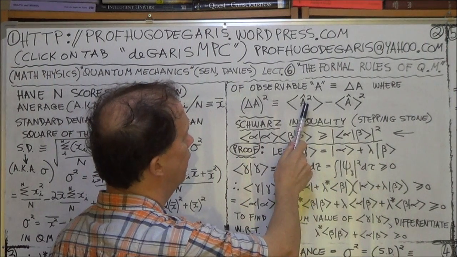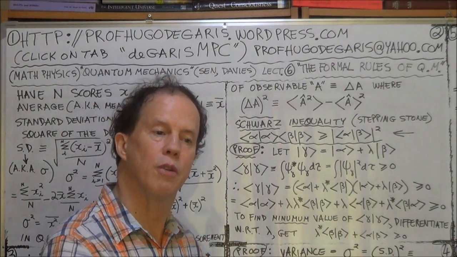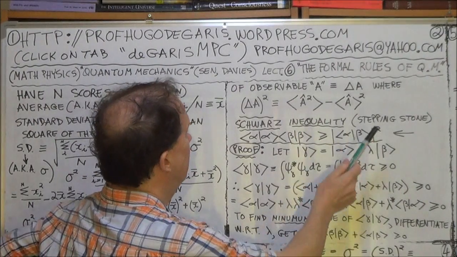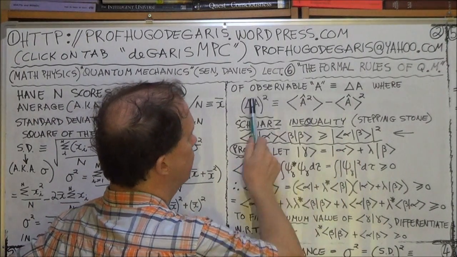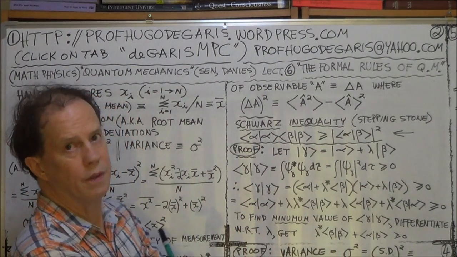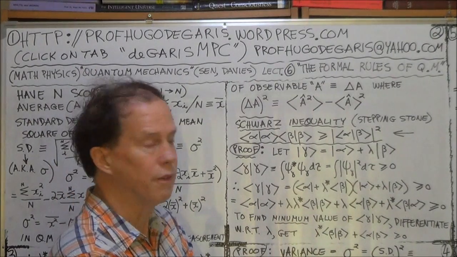Taking the average of the operator applied twice, so it'd be a hat psi. Okay, so this is how we're defining the square of the uncertainty, right? And we're defining the uncertainty as the standard deviation, or sigma, if you like.